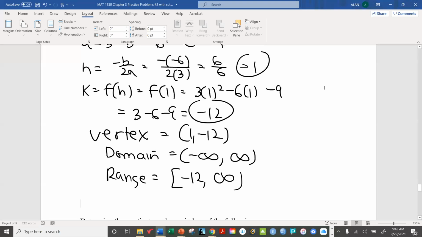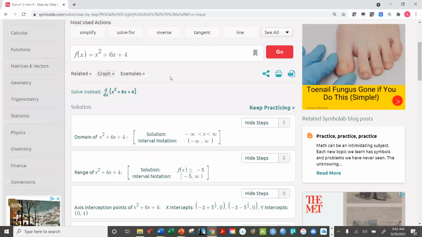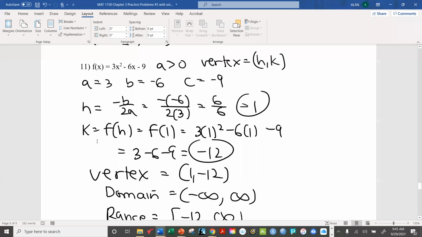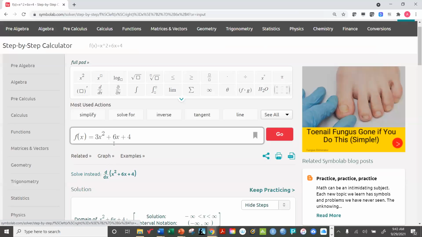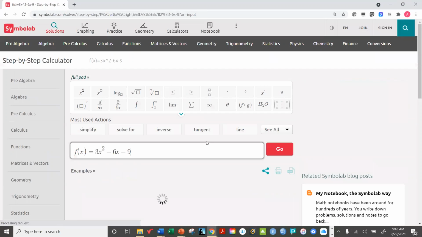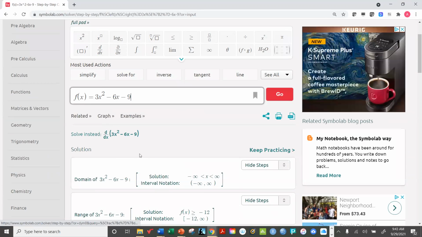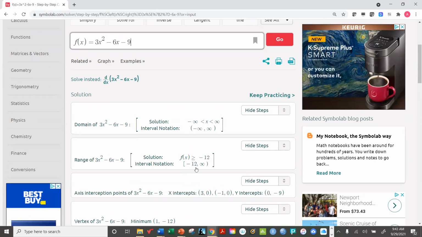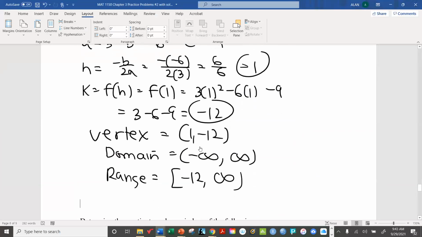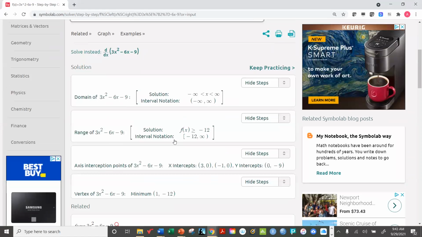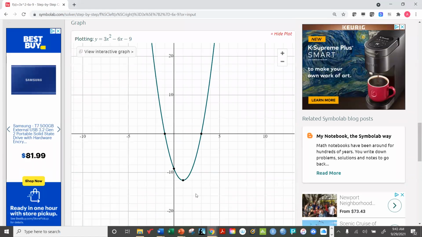All right, and why not? Let's just confirm it with Symbolab, 3x squared minus 6x minus 9. So first it tells us right here, the range is -12 up to infinity. So we're correct about that. The domain, of course, is everything from negative to positive infinity. But let's look at the graph. Yep, right there. It's facing up to the vertex. 1, -12 defines the range. Y can have any value from -12 up to positive infinity.